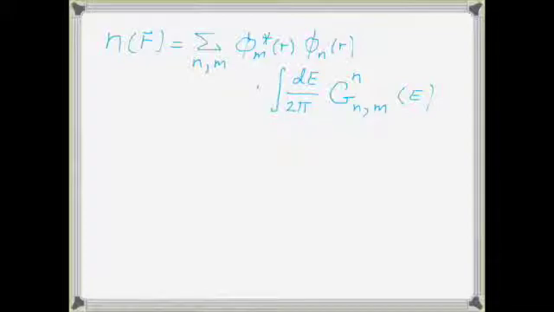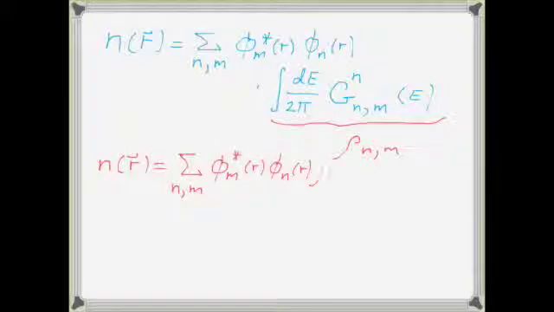Now this thing, I may have mentioned it in passing, is nothing other than your density matrix. When you integrate it over all energy, that's your density matrix. So a very compact form for this electron density as a function of position is a sum over your non-orthogonal basis times rho and m.